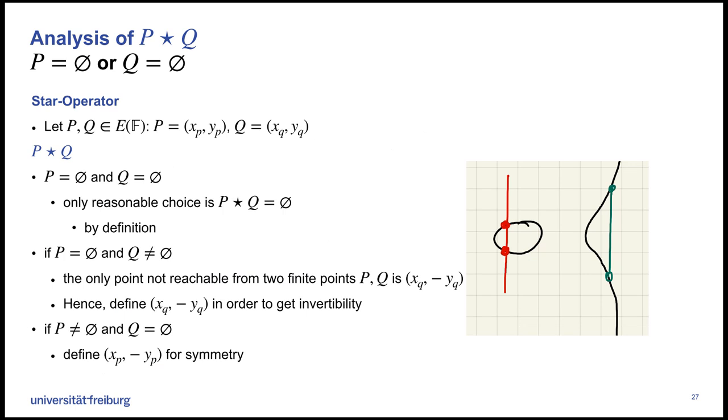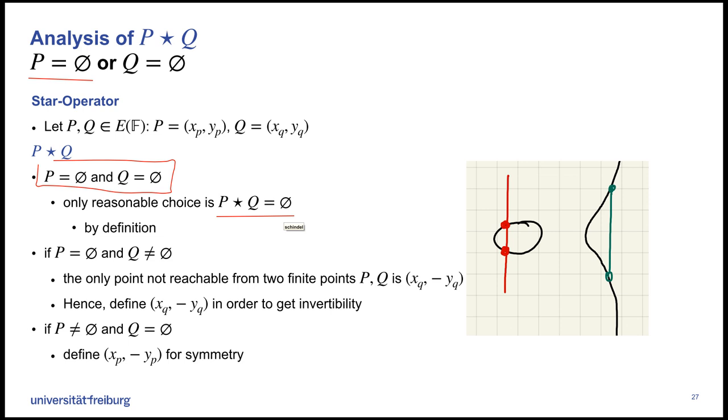Okay, so what happens if P or Q equals infinity? Let's start with the easiest thing. What happens if I have infinity and infinity and I combine this somehow? There is no reasonable explanation to do so, so we have to define it somehow, and we define it in such a way that we stay with the infinity point. So there's no formula to do so. If you have this infinity point combined with the infinity point, nothing happens.